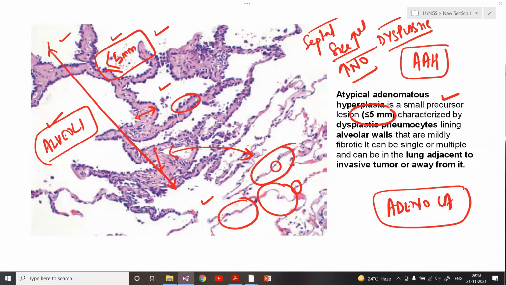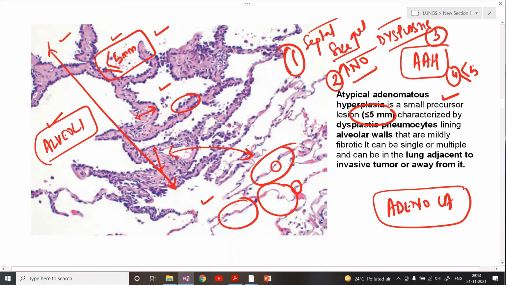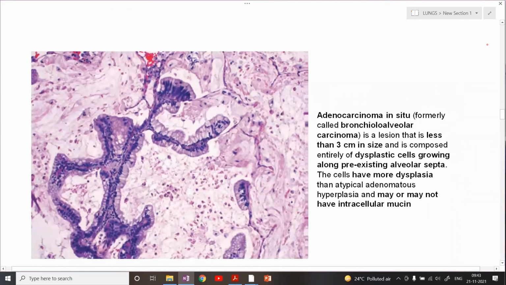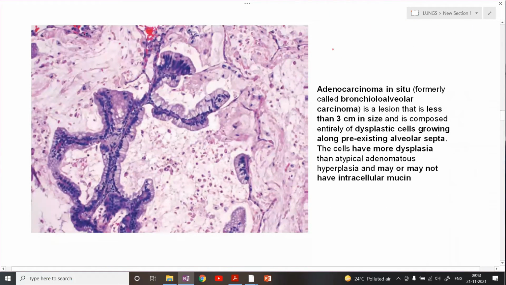Now remember the points you have to remember. Number one, there is an increase in the alveolar septal size. Number two, increase in cell number and dysplasia. And the last point is less than or equal to 5 millimeters. If I remember in this organized manner, and the diagram is clear in my mind, I can 100% remember this definition and I don't have to mug up anything. Clear about atypical adenomatous hyperplasia?